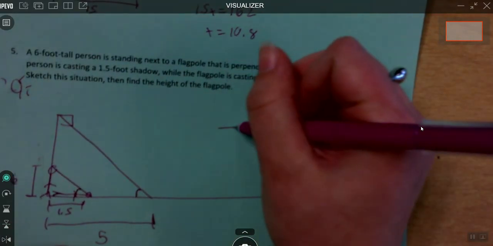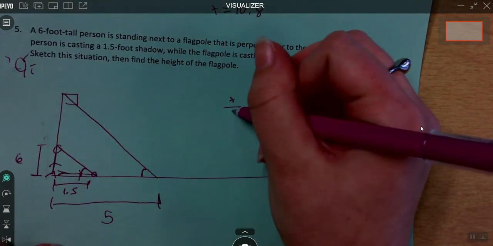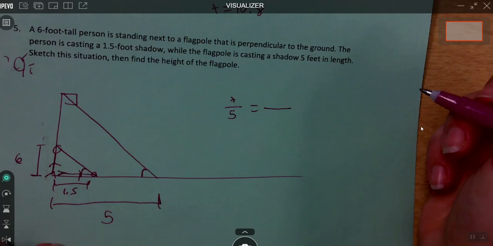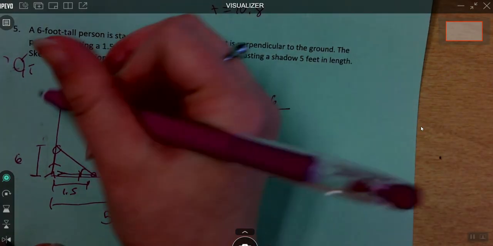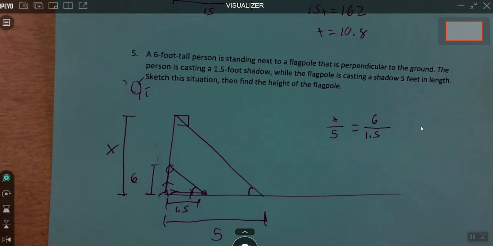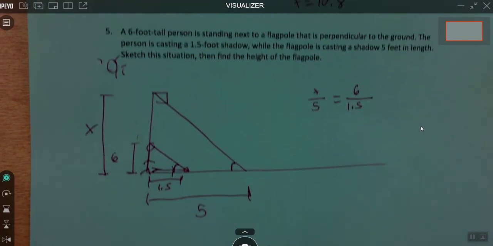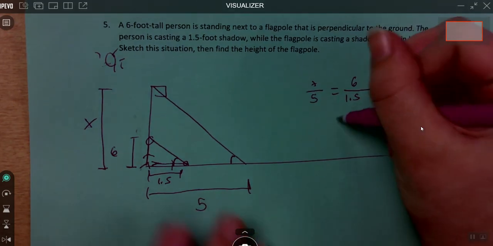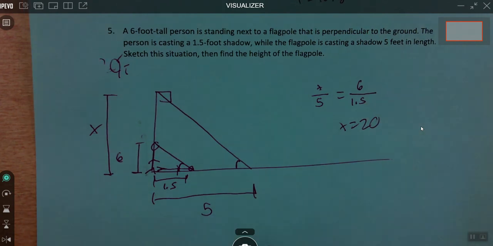Can anyone tell me the proportion that they did for this problem? X over 5, 6 over 1.5. So this height was x. So we got proportional triangles, very similar to the one above. We are looking at the corresponding sides. Should have got x equals 20 for that after we cross multiplied. Okay. That is it for the quiz.